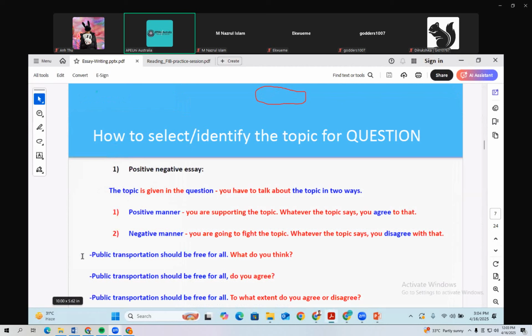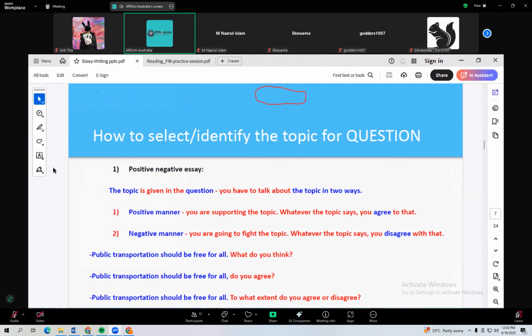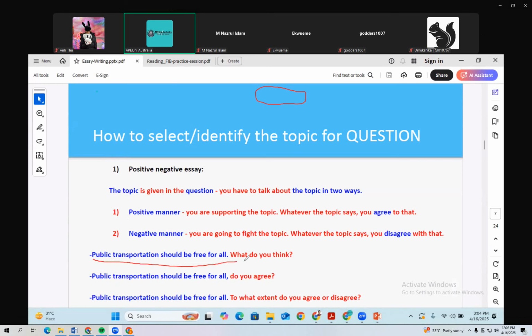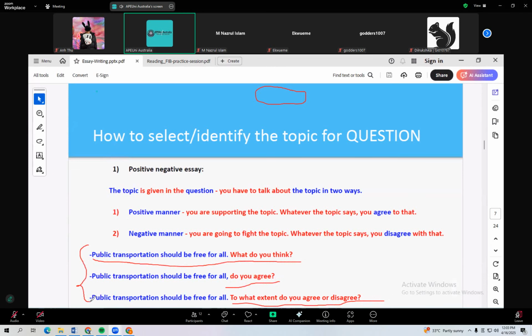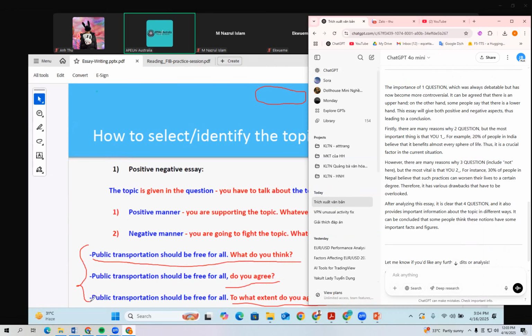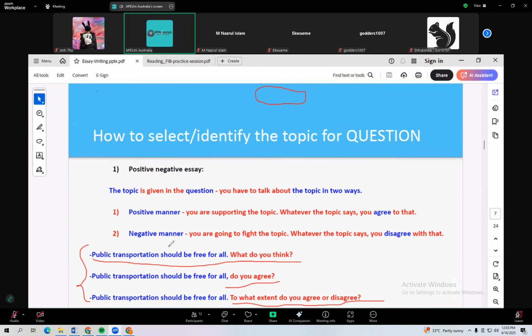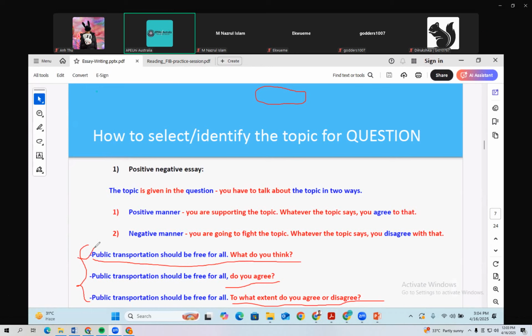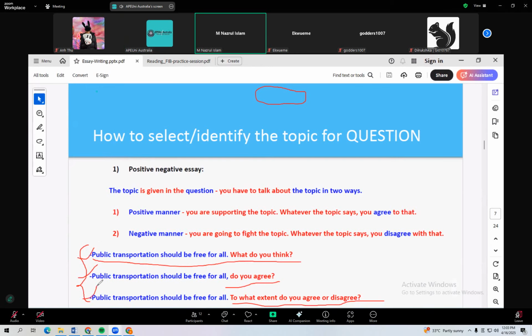So let's say this one is your question. Here you see that public transportation should be free for all. What do you think? Or do you agree? Or to what extent do you agree or disagree? So this is the type of positive and negative essay. Okay. So now tell me, what is the main part in this question? Public transportation should be free for all.